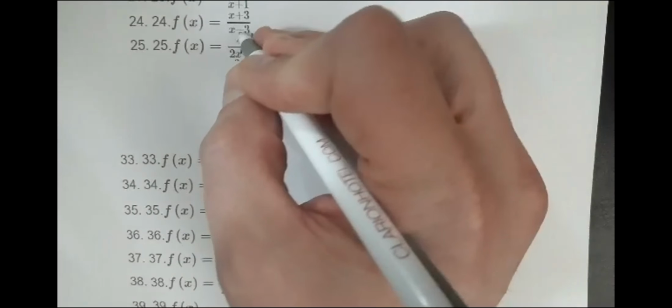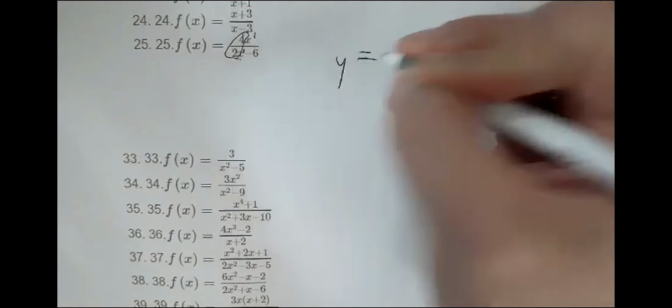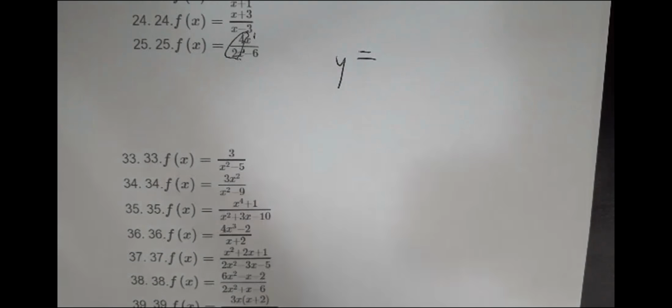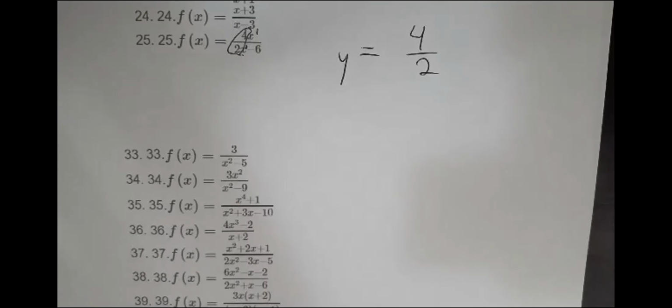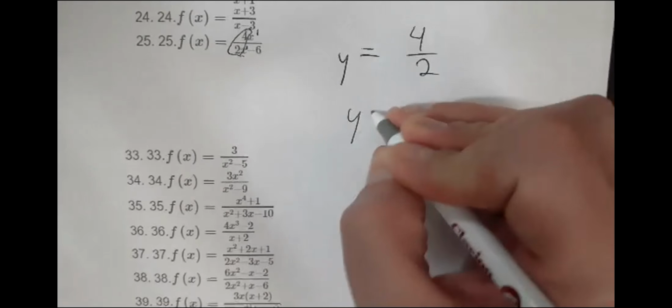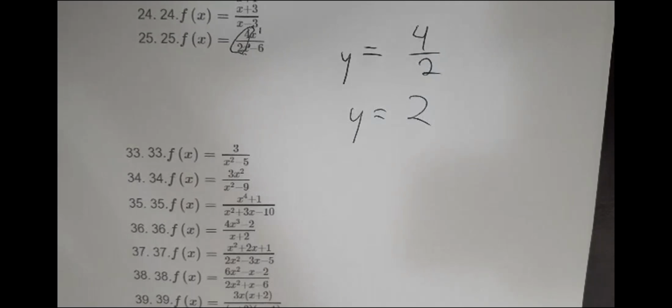So what I'm going to do is look at my coefficients on the leading degree. I see 4 over 2. So this should have a horizontal asymptote at 4 over 2. It should be y equals 4 over 2. So this should have a horizontal asymptote at y equals 2.